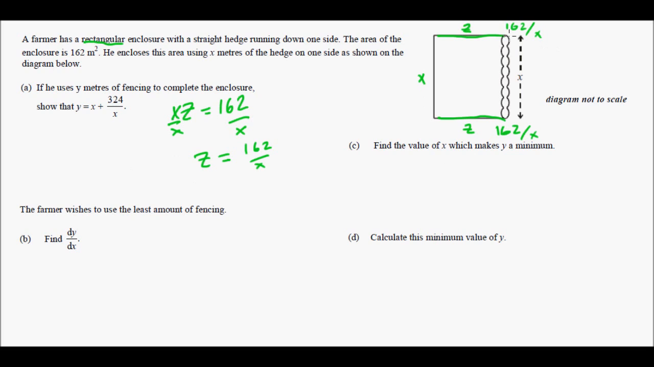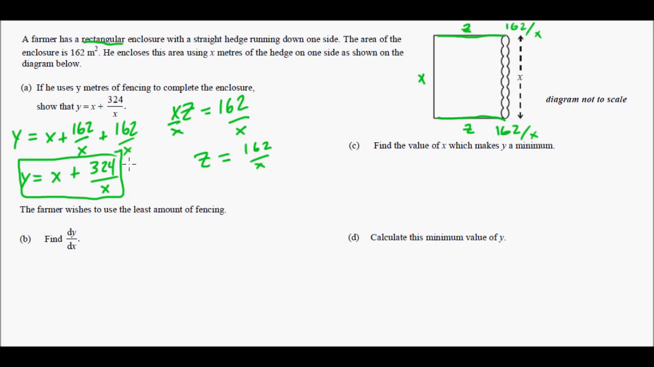Now they want to know what happens if he uses Y meters to complete the enclosure. So they're saying this is Y meters. Well, Y equals X plus 162 over X plus 162 over X. So Y is going to equal X plus 324 over X. I get that that's a little tricky, but here's where you've got to use strategy.